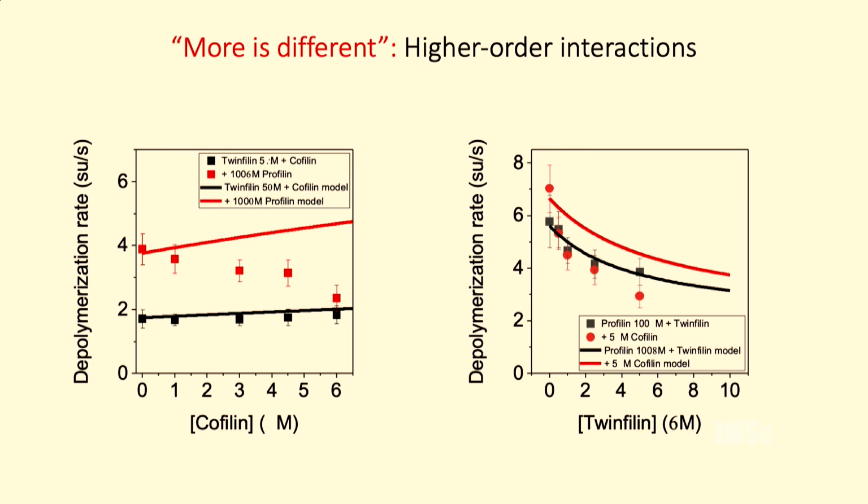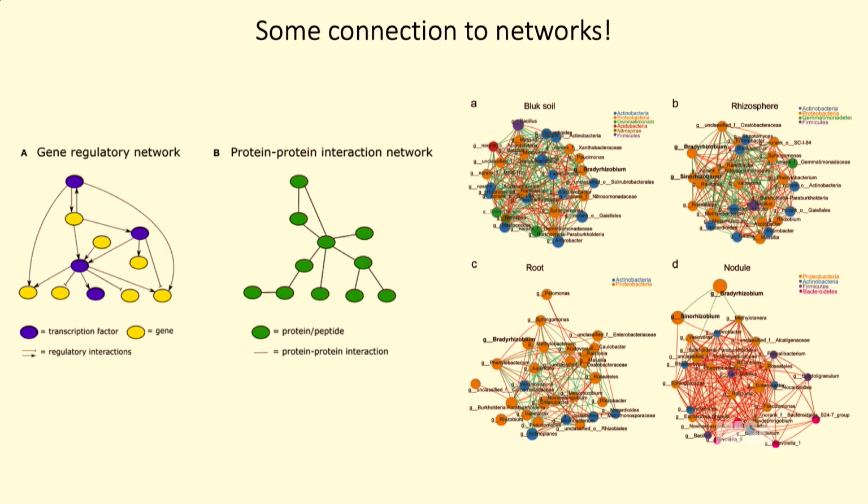And this is consistent with the other data set also. You can tune other proteins keeping the two others fixed, and this is a behavior that persists. So now some connection to networks. If I look at gene regulatory networks or protein-protein interaction networks or microbial ecology networks, they are typically built upon the premise that if I figure out the interaction between gene A and gene B, and the interaction between gene A and gene C, I should be able to build a network based on these pairwise interactions.